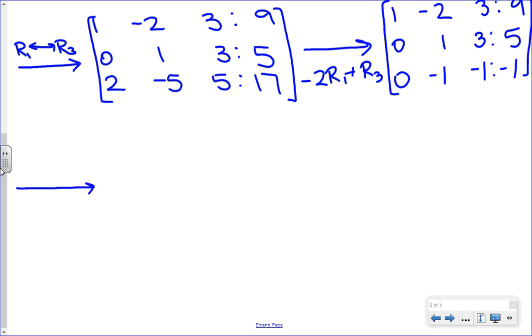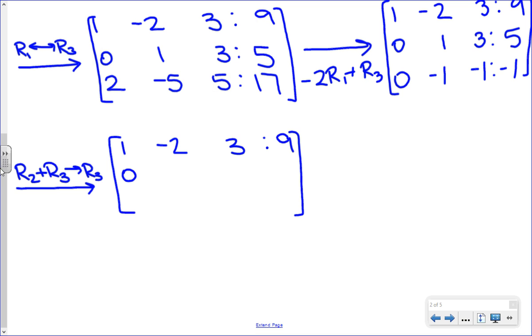Lindsay A., what did you tell your neighbor? We said that you could do row 2 plus row 3 becomes the new row 3. How do you feel about that? Okay, they're already opposites, right? So when you add them together, it's going to create that 0. So row 1 is still 1, negative 2, 3, 9. Row 2 is still 0, 1, 3, 5. And then row 3 becomes 0, 0, 2, 4.